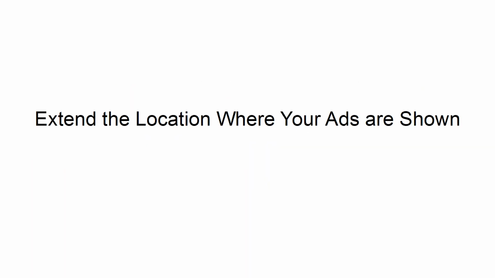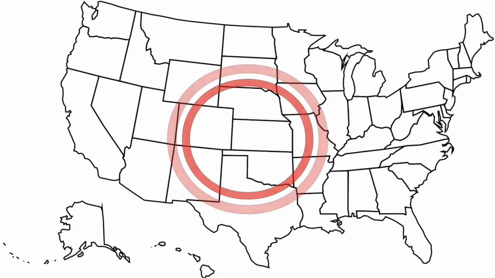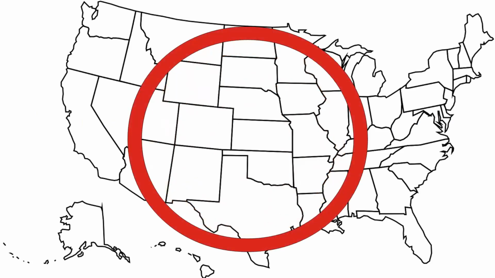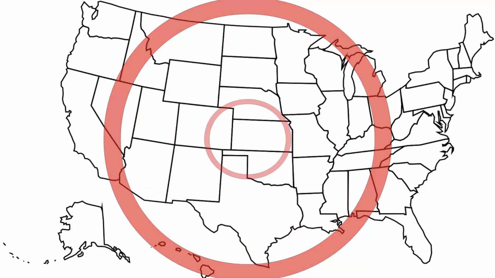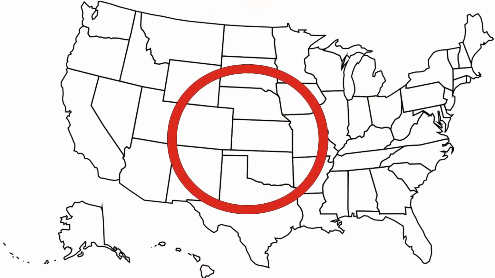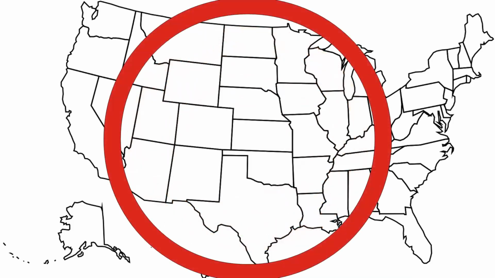Extend the location where your ads are shown. The location setting of your campaign will determine the location of the people who see your ads. Expanding the target geographic area can help to increase the size of the audience that sees your ads. This will immediately increase the number of clicks that you receive from your ad campaign.